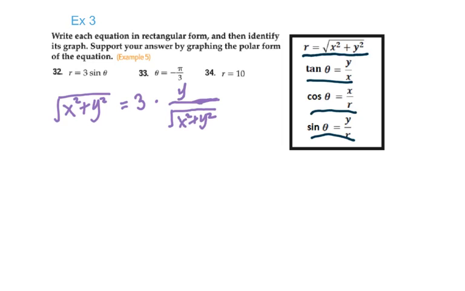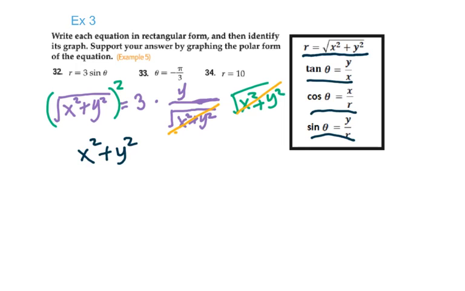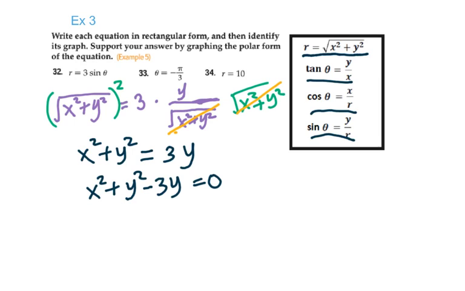So both sides we multiply by square root x squared plus y squared. So this one we square that. And we got x squared plus y squared on the left side equals 3y. Therefore, we got x squared plus y squared minus 3y equal to 0. We know it's a circle. So the rectangular form will be this one.